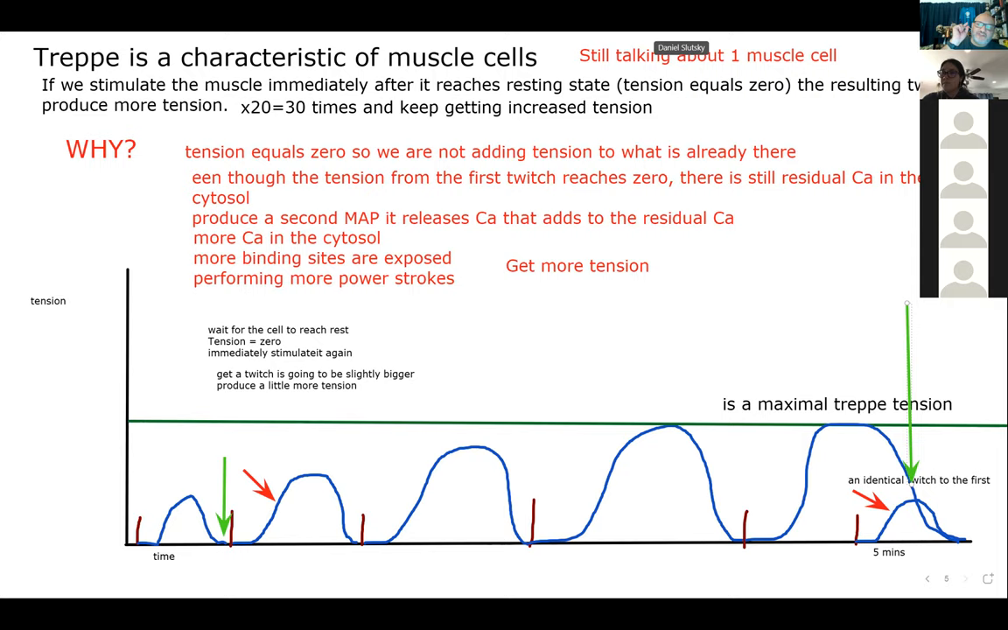But if we waited till just immediately when it reached zero and we stimulated it again, we're able to take advantage of that increased calcium, and that residual calcium gives us more tension. So then how's our max? Well, notice there is going to be a max, because if there's too much residual calcium, then your tension's not going to go back to zero. There's only so much residual calcium you can have inside the muscle cell where the tension's still going to reach zero. If you have more calcium than that, then enough binding sites are going to be exposed that you're going to be producing tension.